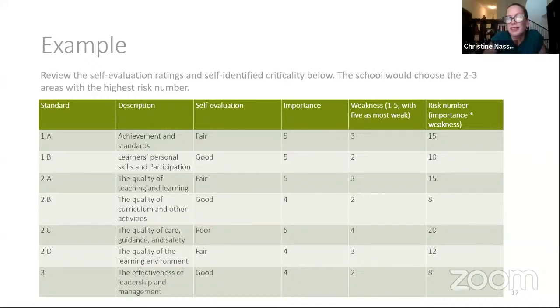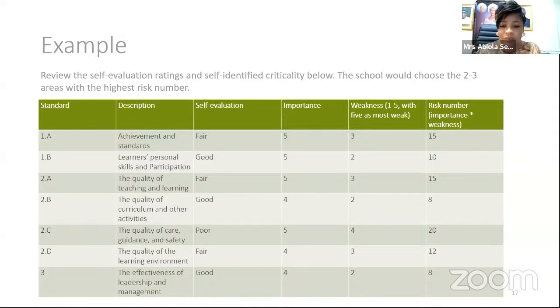Think of this like you've done your self-evaluation, you know what you're good at, you know what you're not good at. You can't do everything all at once. Exactly. So the importance helps you know, and that importance is determined by your vision, where it is that you need to focus your school development plan.